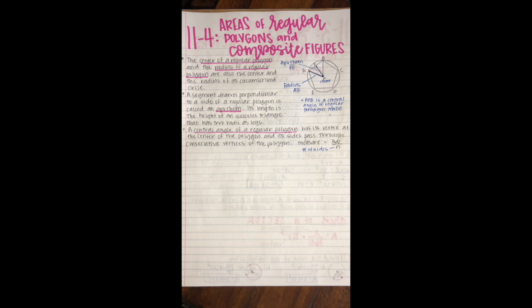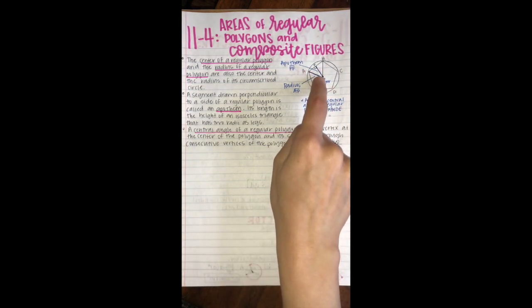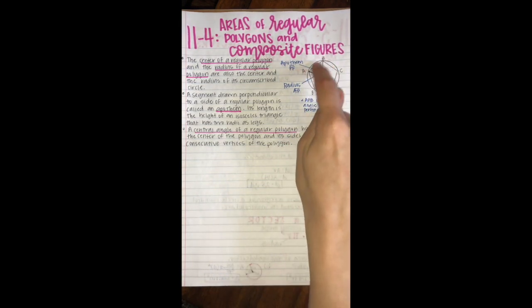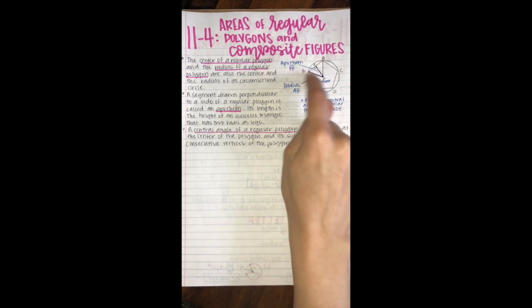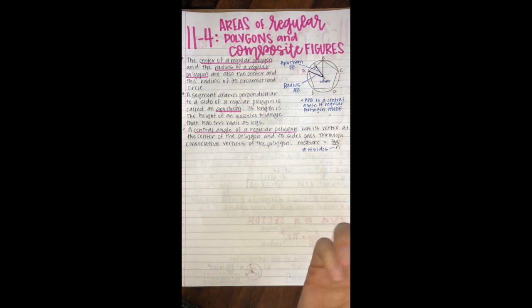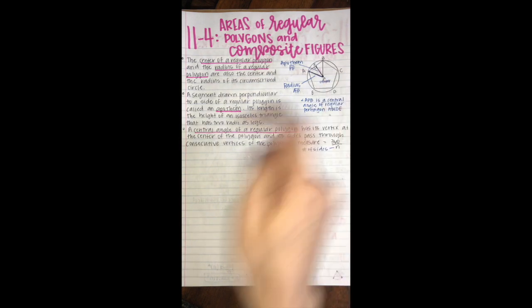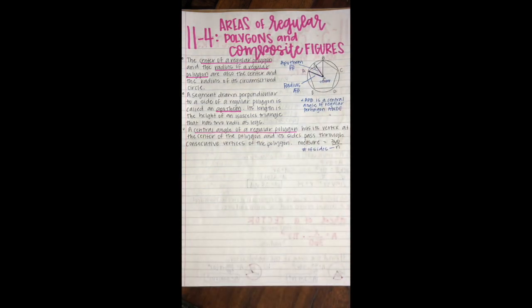But the new part is called the apothem. And the apothem is just from the center to the edge of the polygon instead of to the edge of the circle. And what's important there is you see that PF is the apothem. It's going to be the height of this isosceles triangle right here, because AP and BP would both be a radius, so they would be equal. And then the apothem would be that PF right there.